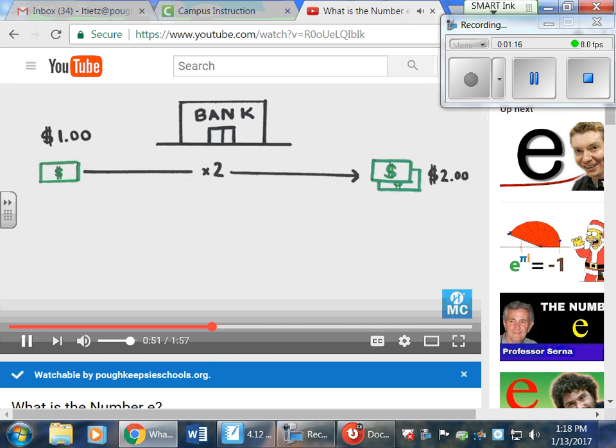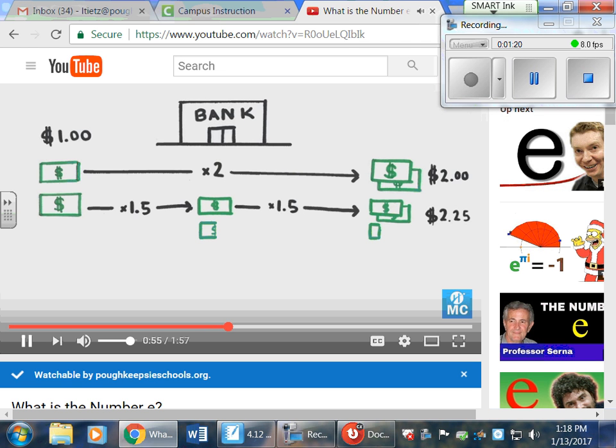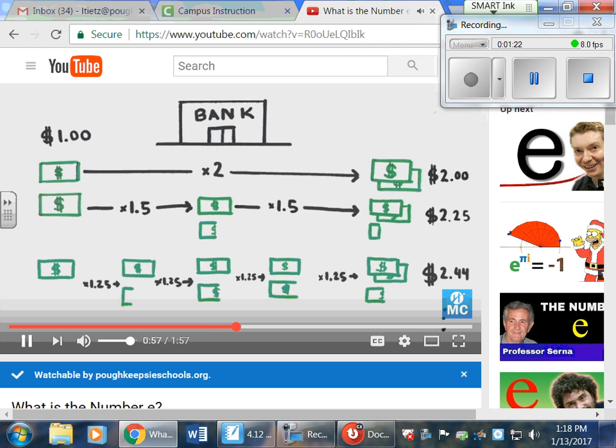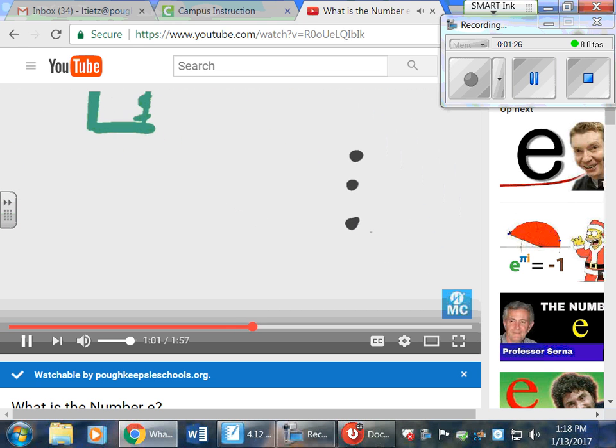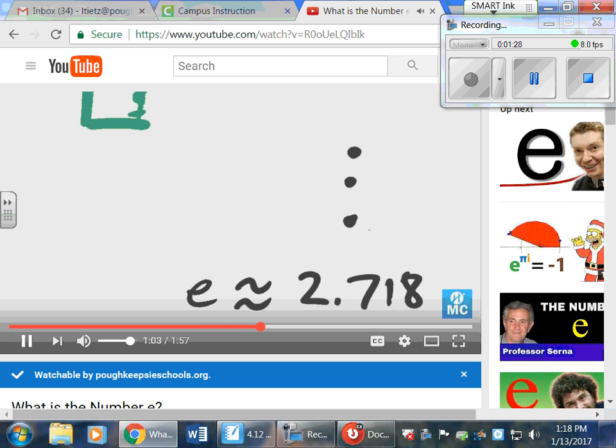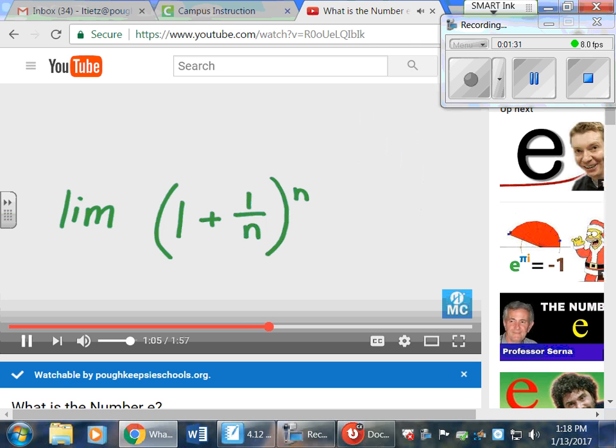If it's compounded semi-annually, you'll end up with $2.25. Quarterly, and you'll end up with $2.44. Monthly, $2.61. Weekly, $2.69. See where we're going? If you increase the number of compounding periods a year towards infinity, then you'll get closer and closer to e dollars.